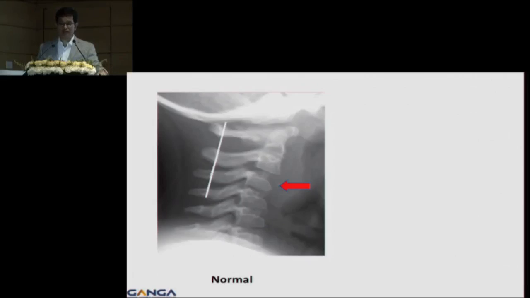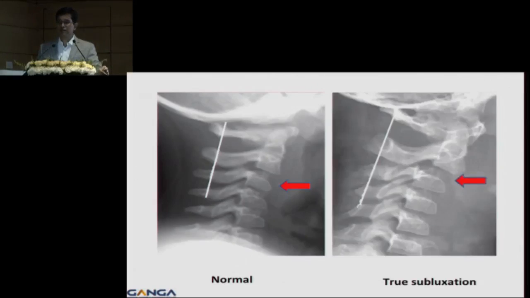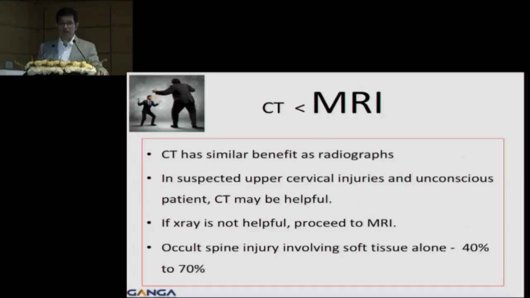So this child has a subluxation at C2-3, but if you look at the spinolaminar line, it is intact. Whereas this is another child with C2-3 subluxation again, but you can see the Swischuk line is broken at the level of C2. So when you are not able to suspect or diagnose a fracture from a radiograph, don't go for a CT straight away, you can go for an MRI, because in most of these children, injuries involving the soft tissue alone can be higher.